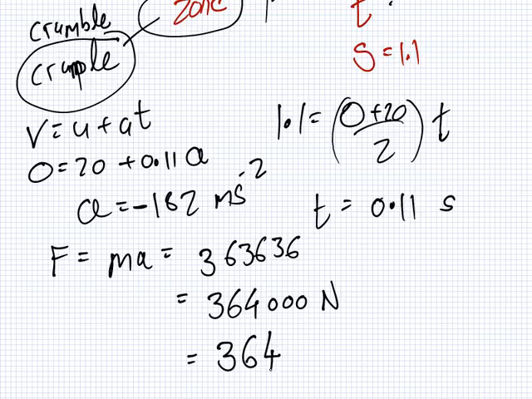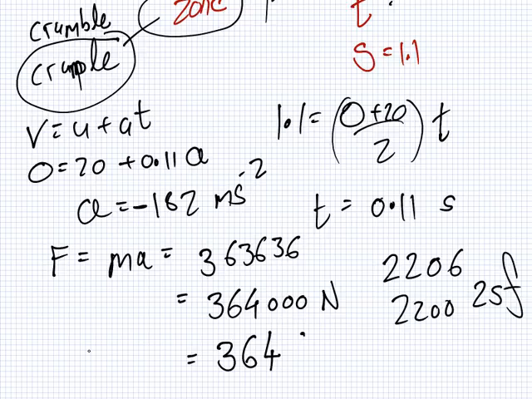Did you get 364? We got 363620. So it rounds to 364. That's all I care about. I have no decimal point, how can we round up? No, but I'm rounding it to 3 significant figures. How many significant figures? Like 2,206, you can round that to 2200. That's 2 significant figures. Okay, so I'm rounding it to 3 significant figures. That's fine. So 364 kilo newtons.